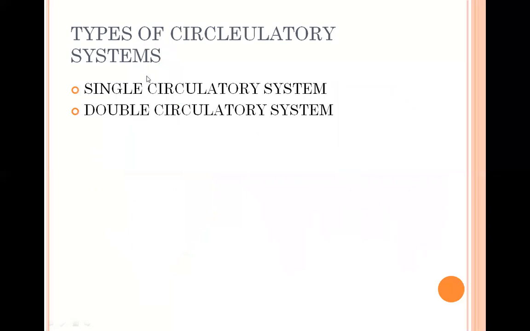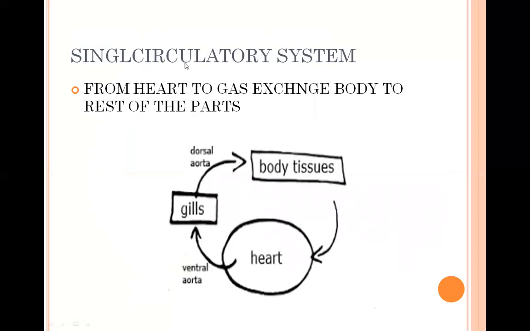Types of circulatory system. There are two types of circulatory system: single circulatory system and double circulatory system. Let's see what is meant by both. Single circulatory system: from heart to gas exchange organ, then to the rest of the body. What does it mean? The blood goes from the heart directly to the gas exchange organ and then directly to the body tissues.